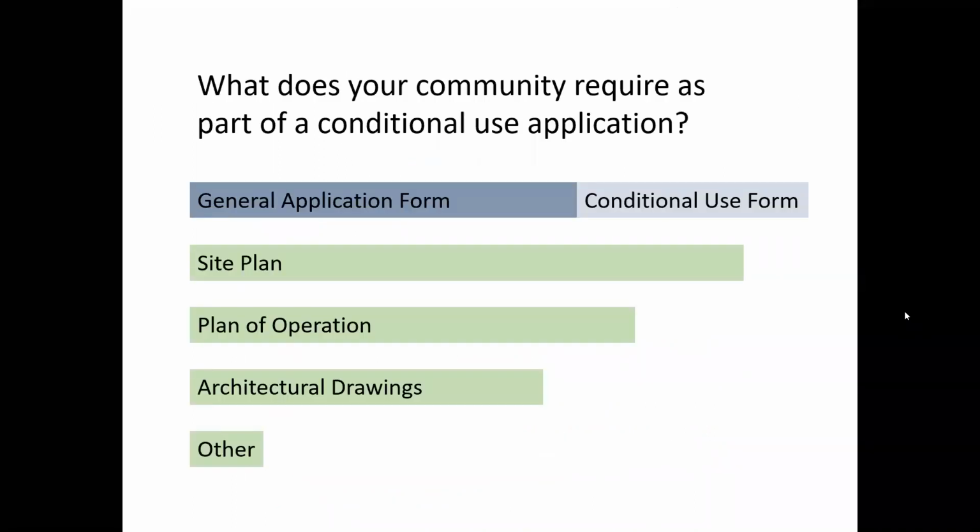So also from that survey that we had sent out statewide, we asked generally, what does your community require as part of a conditional use permit application? We found that probably about 2/3 of communities require a simple application form that generally lists contact information, and it has the applicant describe their project, but it's not specific to conditional uses. About 1/3 of communities have an additional form or additional questions that they ask related to conditional uses. And then many will require, actually the majority require a site plan. Some require a plan of operation where you're describing a business, how it's going to operate, hours of operation, etc. And then some require architectural drawings and other materials.